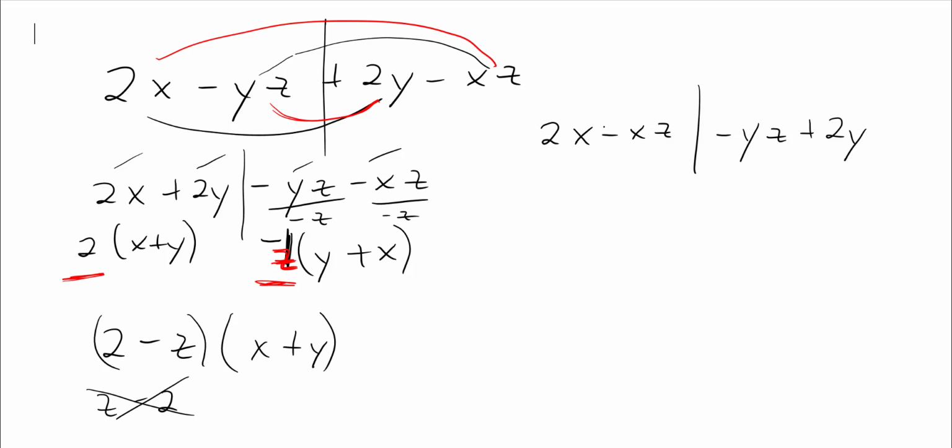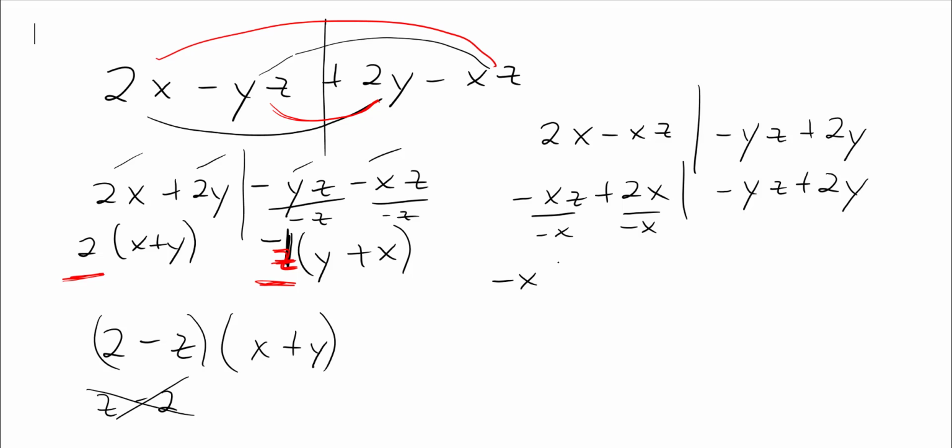Now what's wrong with this to start out? The 2x should be on the other side. So it should be negative xz plus 2x and then negative yz plus 2y. It should be from smallest to largest. Now we're good to go. So what's our greatest common factor for the first one? I'm going to factor out a negative x here, because there's a negative in front and I don't want that negative. So I get negative x times z plus 2.